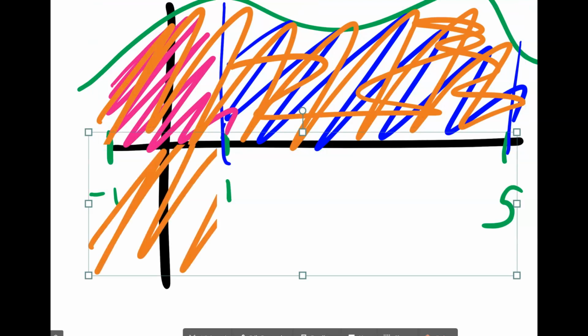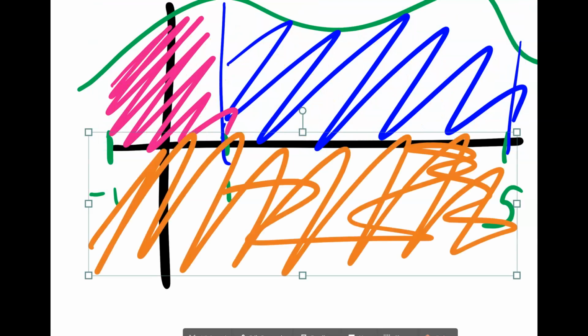Okay. So you know the total area is this orange guy. And you know the area of the pink. So if you take the orange and minus the pink, you'll end up with the blue. Because you have the whole thing, right?